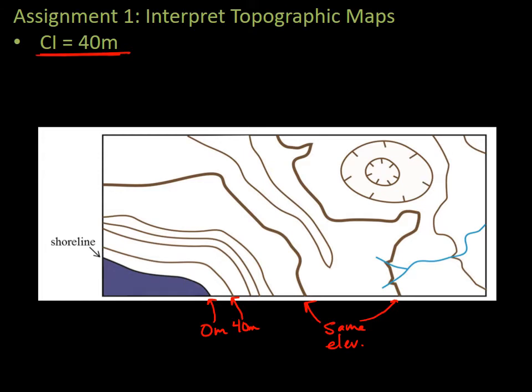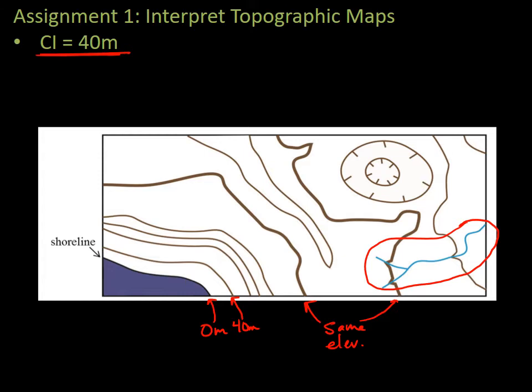Second hint is this stream over here. This blue line represents a stream. And streams, as they flow downhill, they can join together, but they don't split. Say that again. Streams, as they flow downhill, join together, but they don't split. So given that, you should be able to figure out which way the stream is flowing, and therefore which way is downhill on this segment of the map.